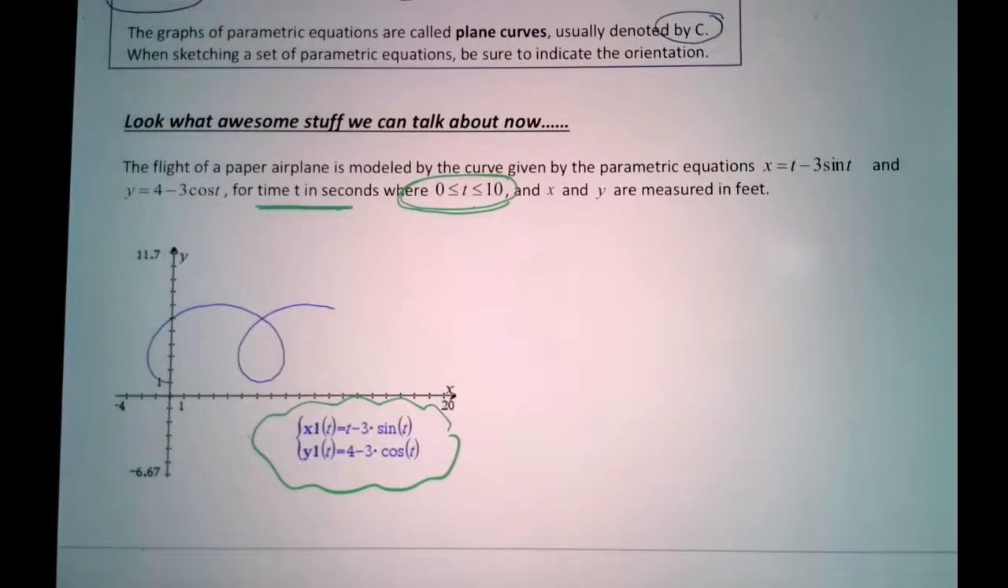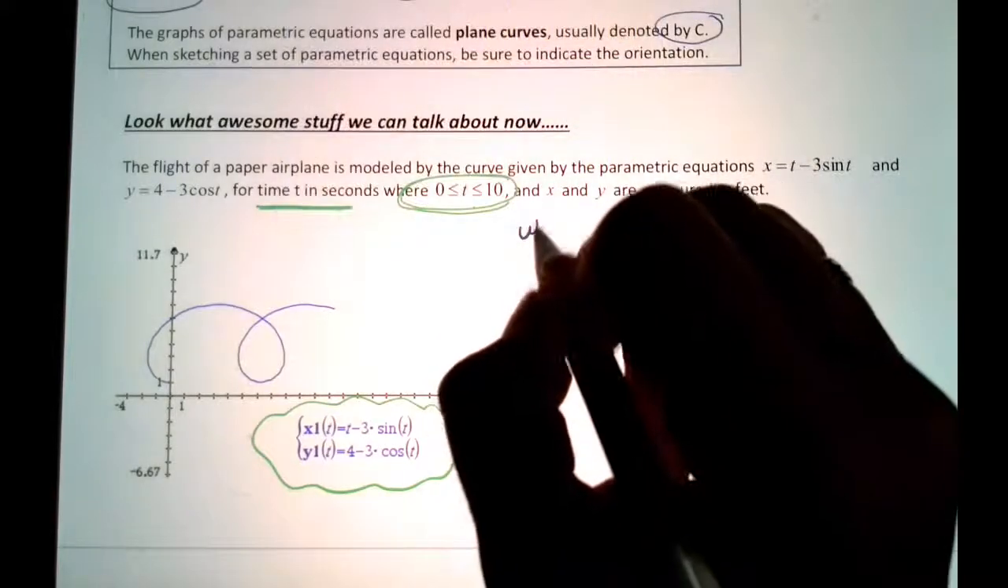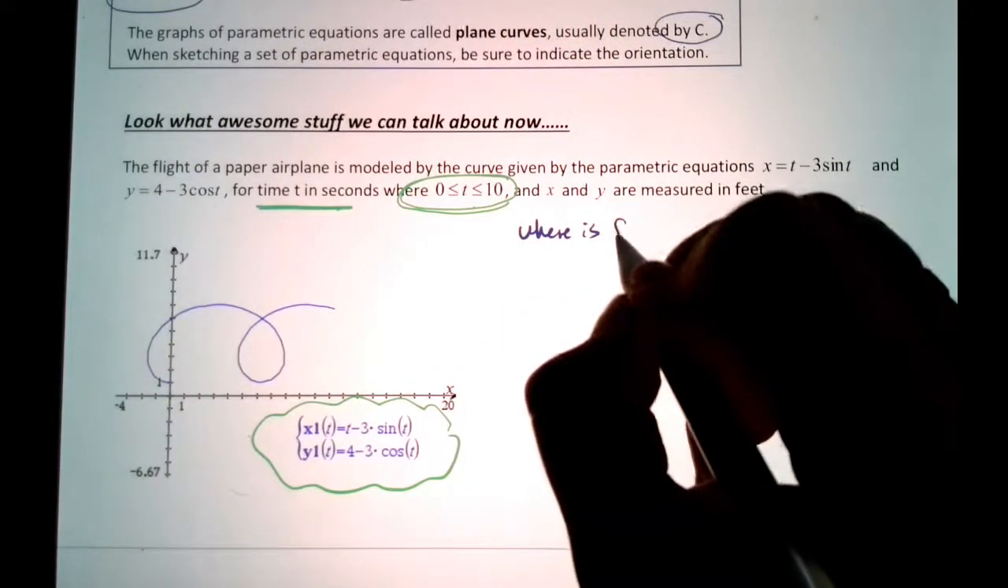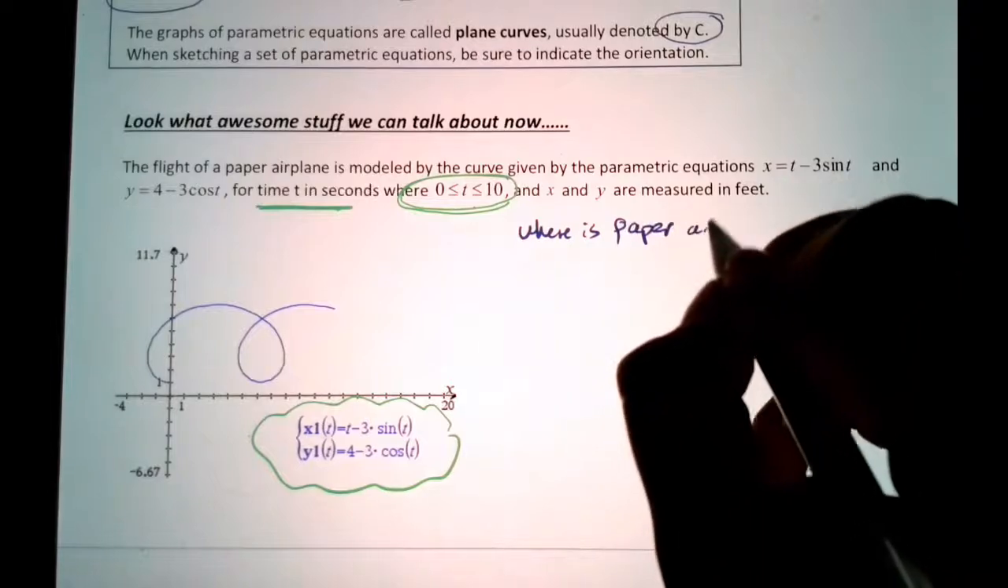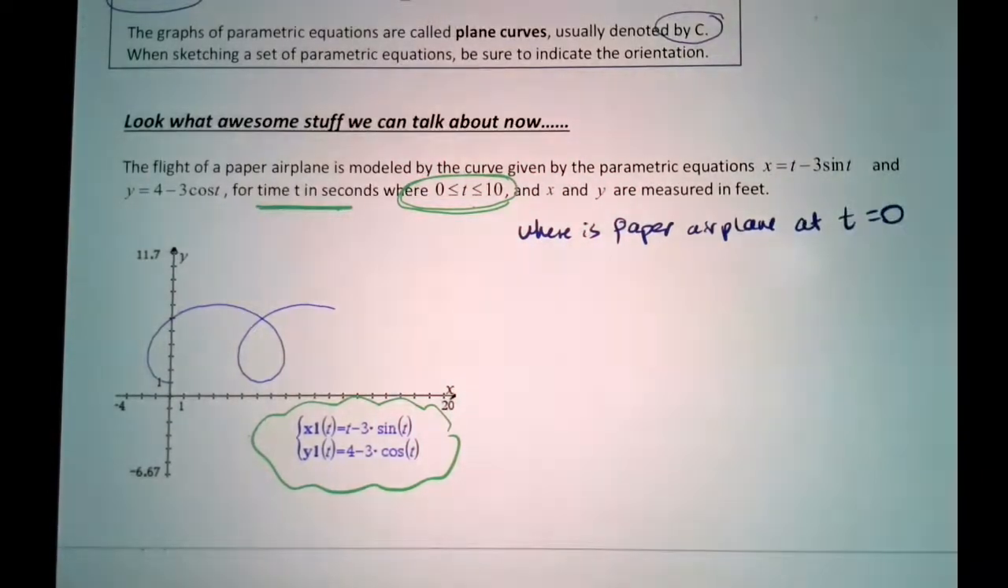So you can answer things like, where does this plane start? Where is it at t equals 0? Let's just start with that. Where is the paper airplane at the start, at the initial location, at t equals 0? You can actually describe that, like, at the minute when you threw this paper airplane, I kind of see it there from the graph.